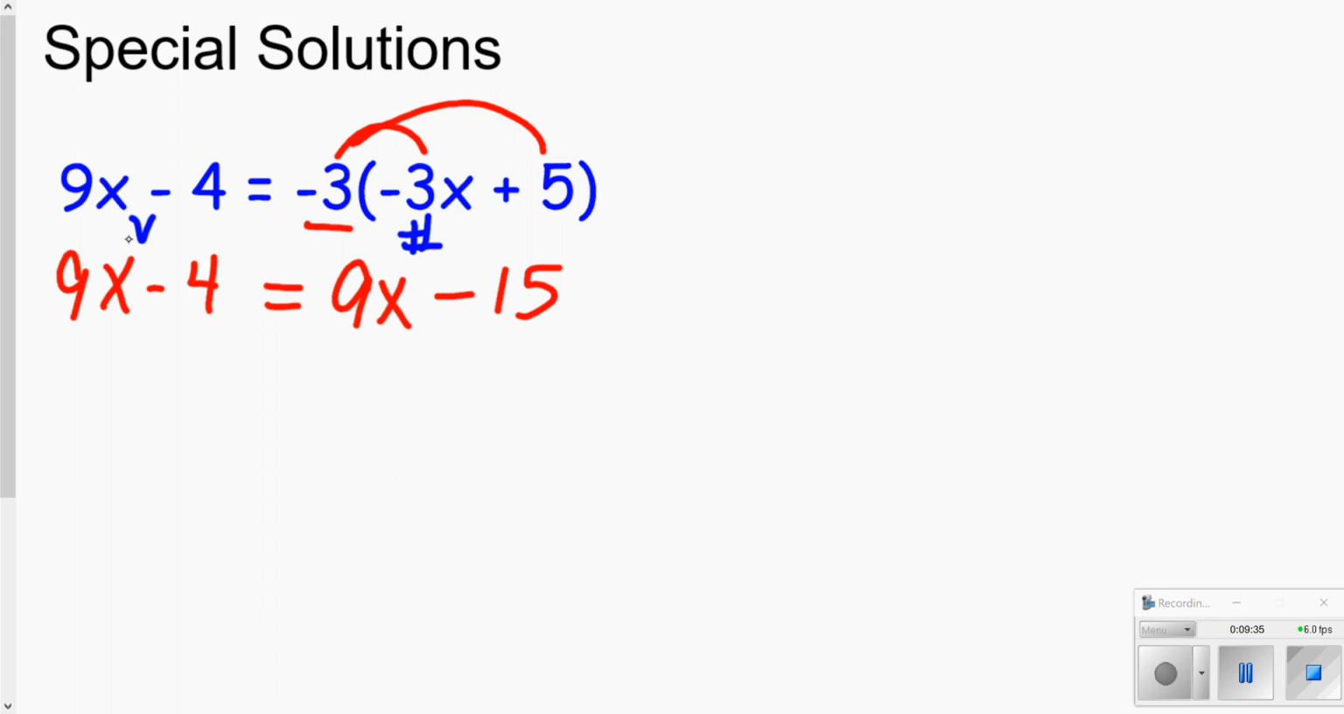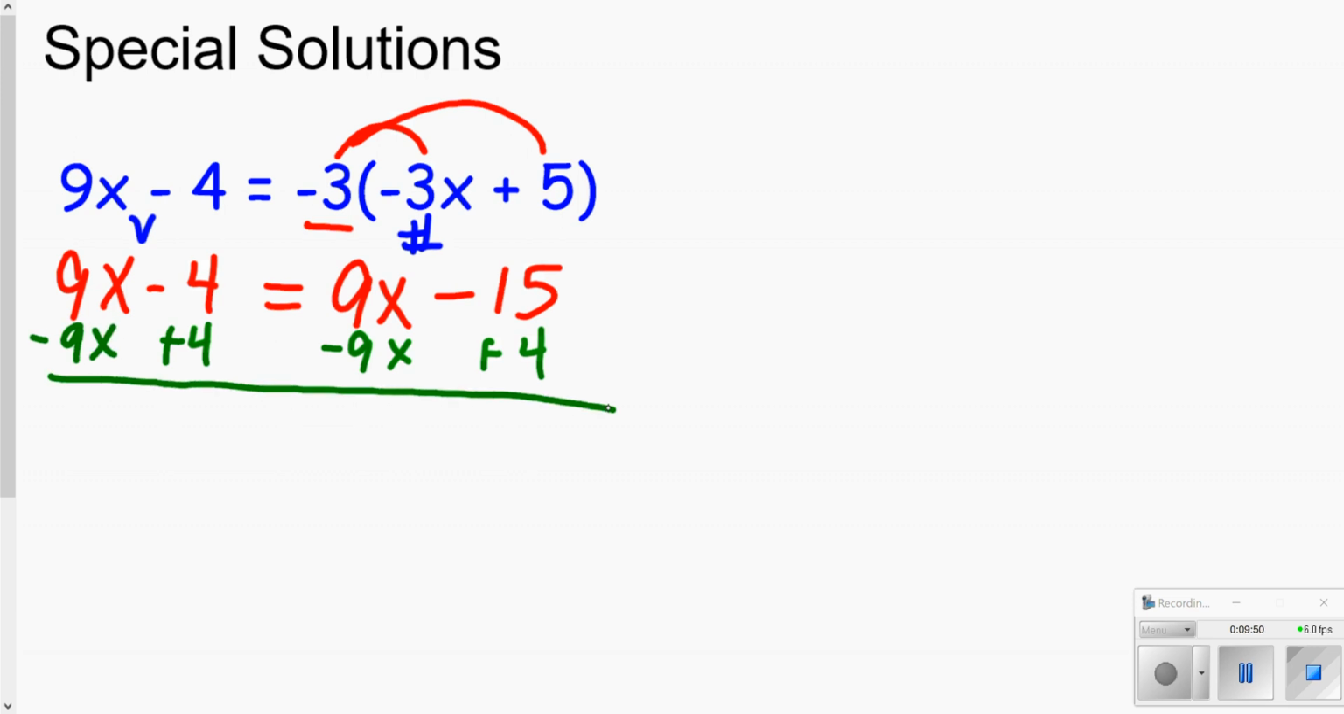And now I move forward. I'm going to take the variable side and I'm going to add 4 to both sides to get rid of the number. And on the number side, I'm going to add or subtract 9x from both sides to get rid of the variable. And something interesting is going to happen. On this side, the 9x's cancel, and -15 plus 4 is -11.